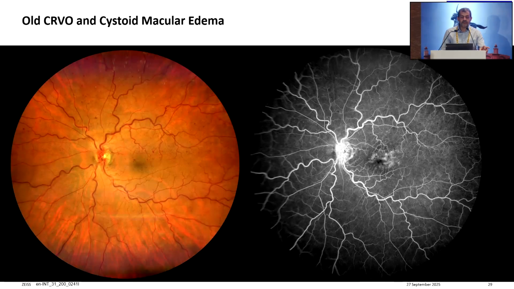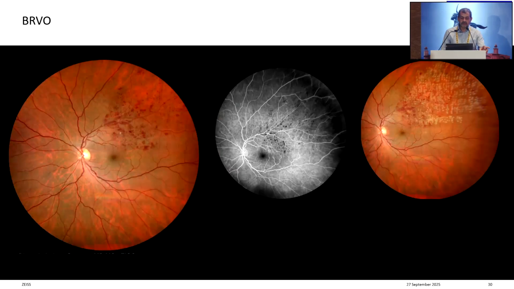So, an old case of CRVO with macular edema, you can see the leakage in the macula in the center with dilated tortuous vessels. And if you see a lot of capillary non-perfusion in the periphery, then the patient needs laser also. Here is the case of BRVO.